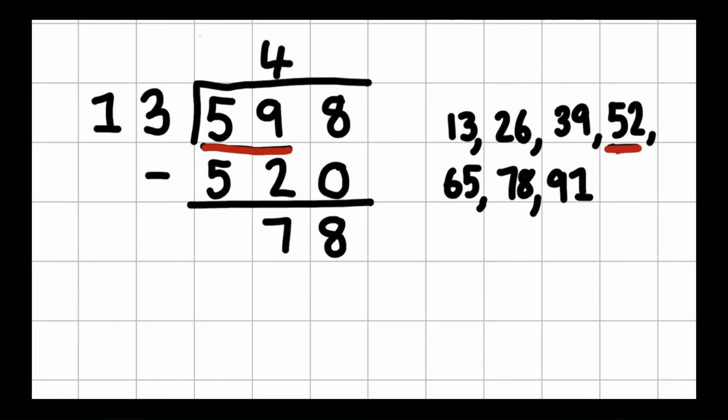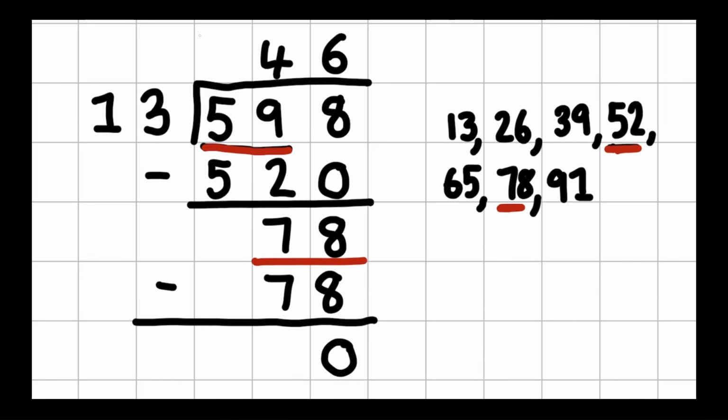I can't fit any groups of 13 tens into 70, and therefore I need to think of this as 78 ones. I know I can fit 6 lots of 13 into 78 ones, and therefore I put a 6 in the ones column above. 78 minus 78 is equal to 0, and therefore 598 divided by 13 is equal to 46.